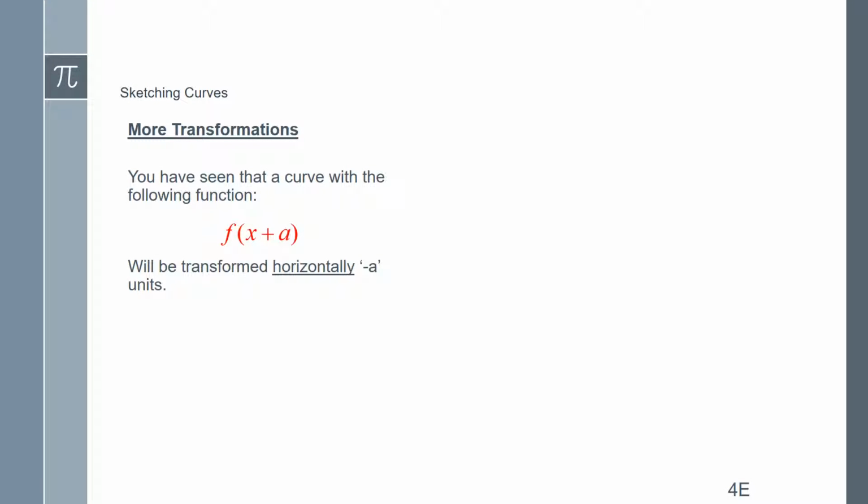Sketching curves transformations. We've already seen that a curve with the function f of x plus a will be transformed by minus a units horizontally. And a curve with the function f of x plus a will be transformed vertically by a units.